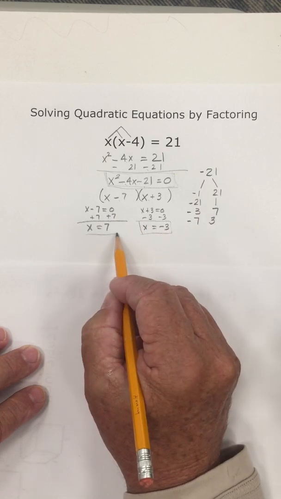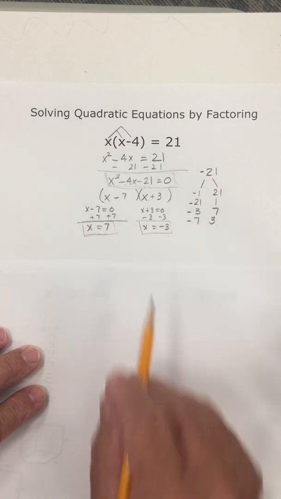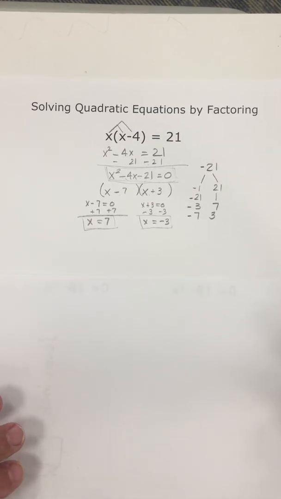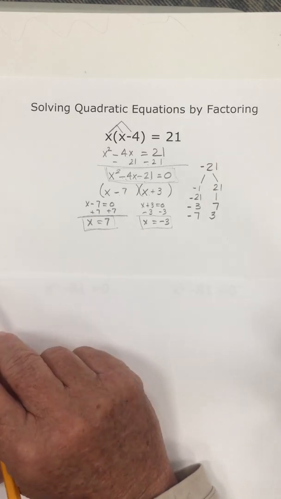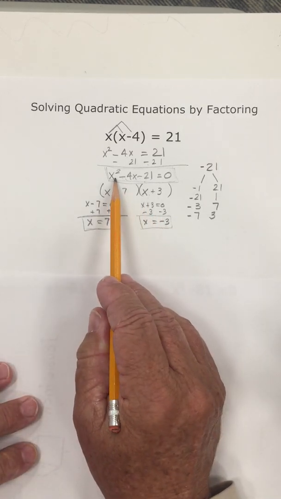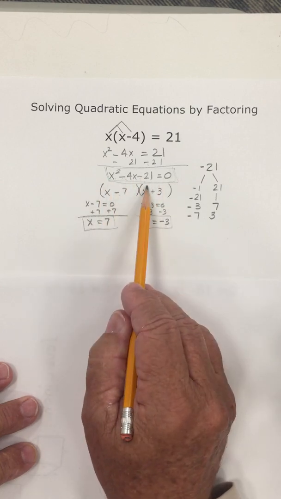This is our answers, boys and girls. However, we're going to check and we're going to correct. All right, check it. If it's wrong, we make a correction. But we're going to substitute these two numbers into our original equation right here.